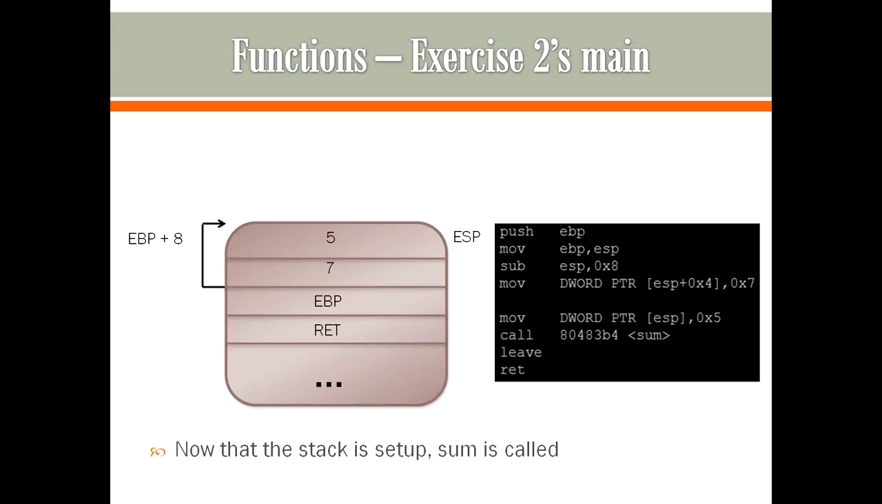Here's what the stack frame looks like before it makes the call to sum. We have our return address and EBP pushed on. We adjust ESP to make room for two local variables. We then move the value 7 onto the stack, followed by the value 5. Now the stack frame is ready to make the call to sum.